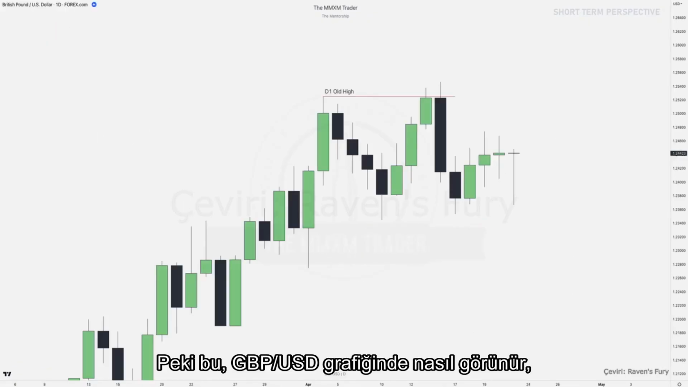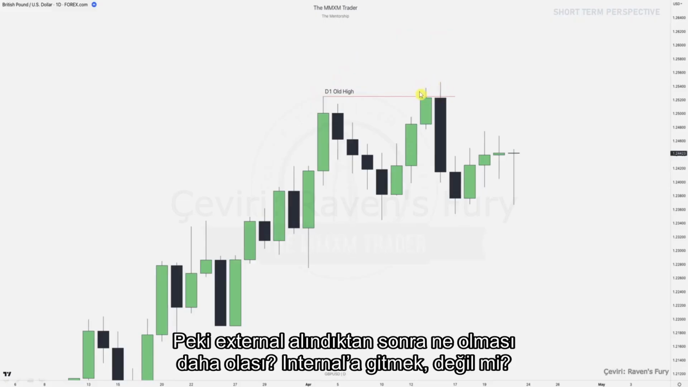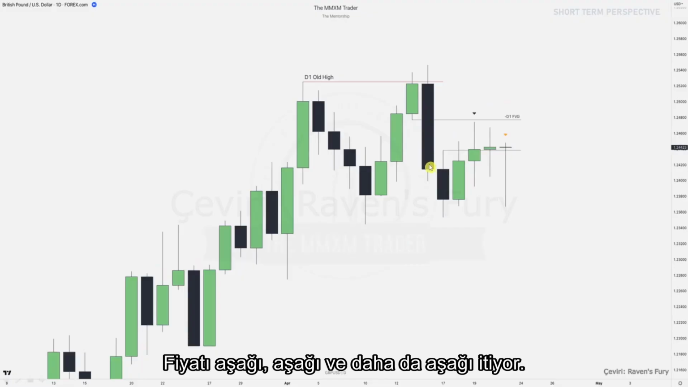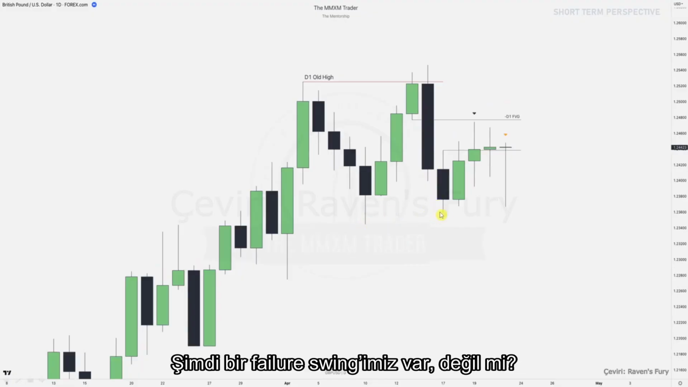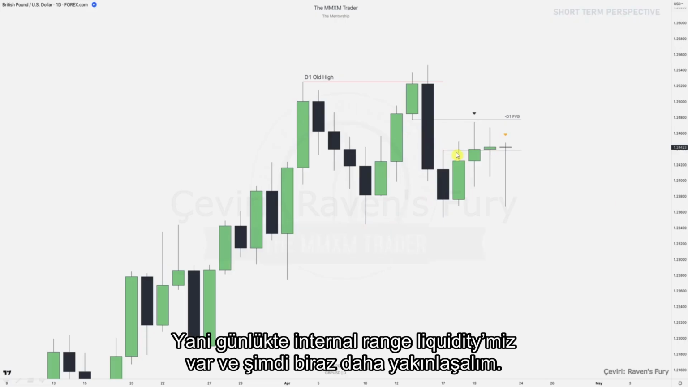So how does that look on a British pound US dollar chart, right? We've got that daily chart over here, and again, external range liquidity, right, over here. So what is more likely to happen after we take external? We want to go to internal, right? We have some internal range liquidity down here, pushing price lower and lower and lower. We've got now a failure swing, right? And then the displacement happened down here. So we've got internal range liquidity on the daily.